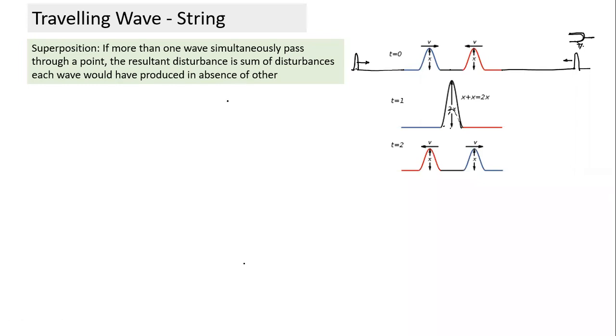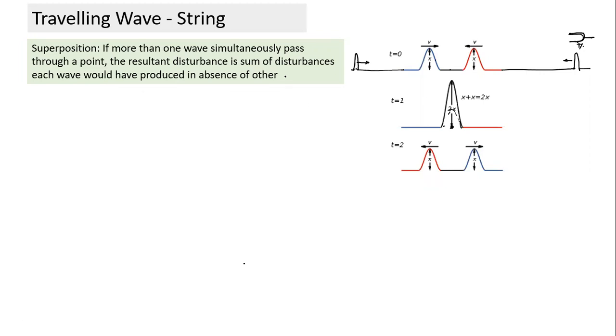Now look at the mathematical expression. If more than one wave simultaneously passes through a point, the same thing will happen as with these wave pulses. The resultant disturbance is the sum of the disturbances each wave would have produced in the absence of the other. So to find the resultant disturbance at this point, I'll calculate the disturbance due to the blue pulse, ignoring the red pulse, and the displacement due to the red pulse, ignoring the blue pulse, and add them up. That's the principle of superposition.